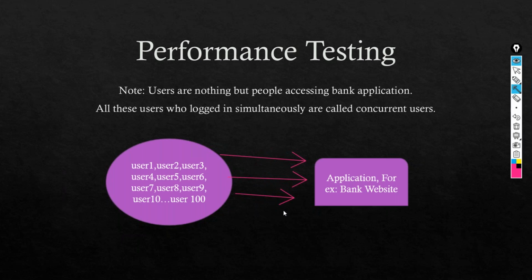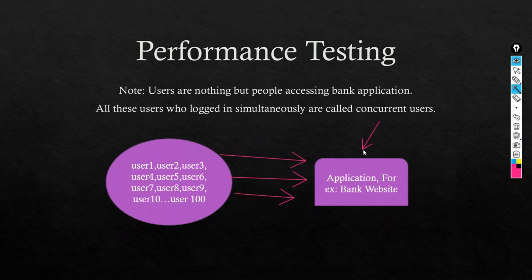What do you mean by peak hours? The time when most of the people access that application. So let's say peak hours is 10 a.m. to 11 a.m. daily. When these 100 users access the bank application during that time, what we have to do as a performance tester, when the max number of users are accessing that bank application, is verify how that application is responding.